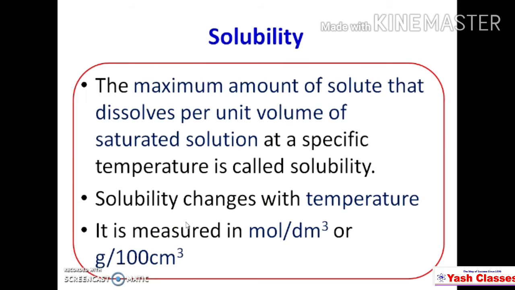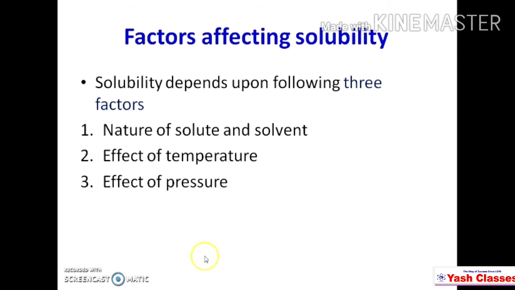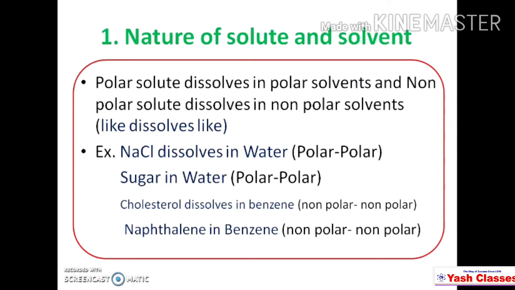The most important thing is, again, solubility changes with temperature. It means it is different for different temperatures, and it is measured in mole per decimeter cube or gram per 100 cubic centimeter. Now, 3 factors affect solubility: nature of solute and solvent, effect of temperature, and effect of pressure. So these are the 3 factors which affect the solubility.